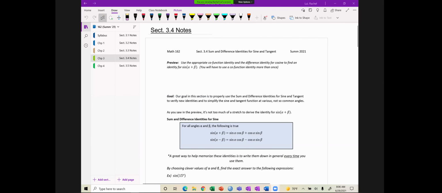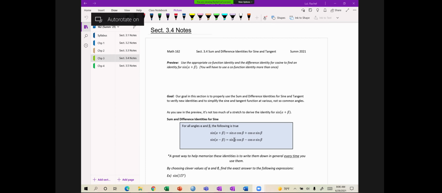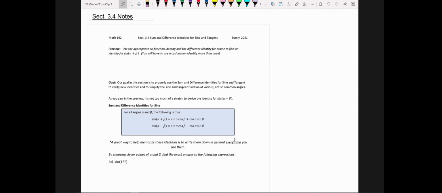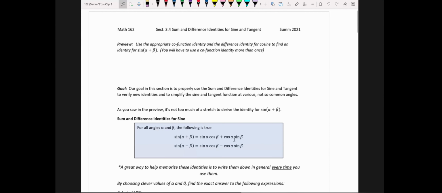This recording will cover section 3.4. So we'll begin by listing out the identities that we've learned so far in section 3.1 through 3.3. I have encouraged students to keep a list.